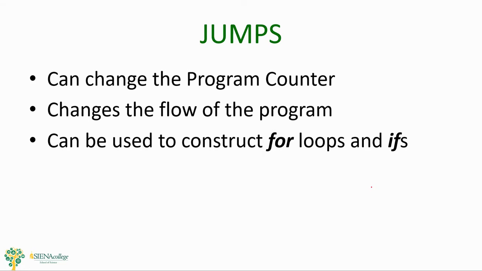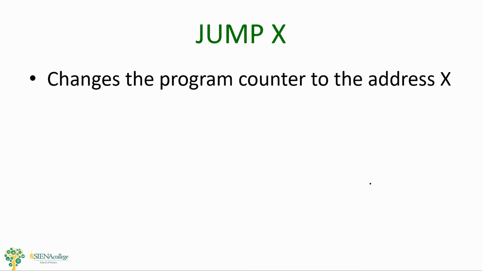The various jump commands can change the program counter. This means that jumps can change the flow of the program. We can use jumps to construct for loops and if statements. The plain jump command unconditionally changes the program counter to the address specified. So whatever we specified right after jump is what the program counter will become.